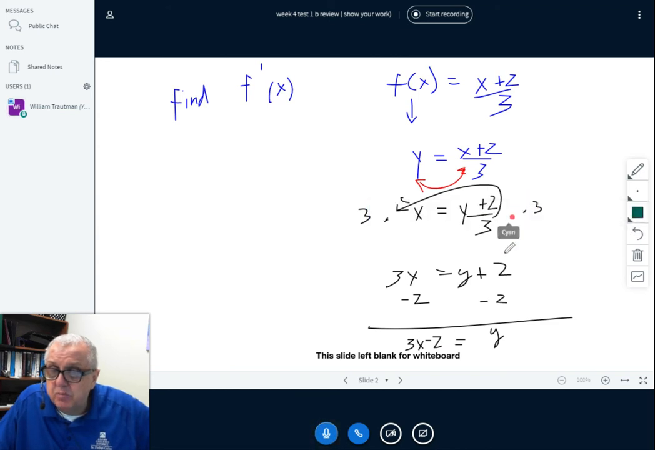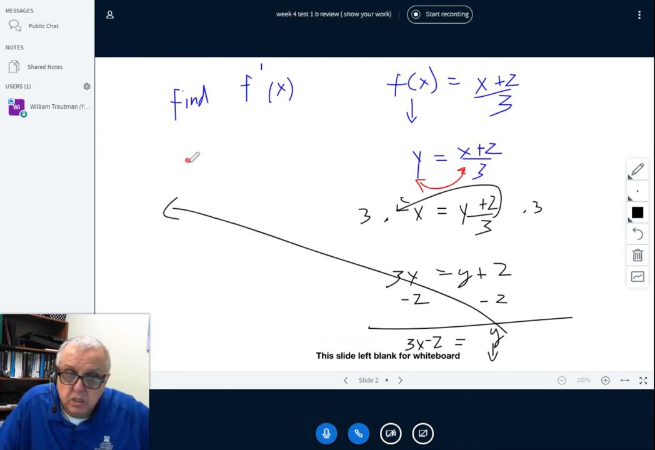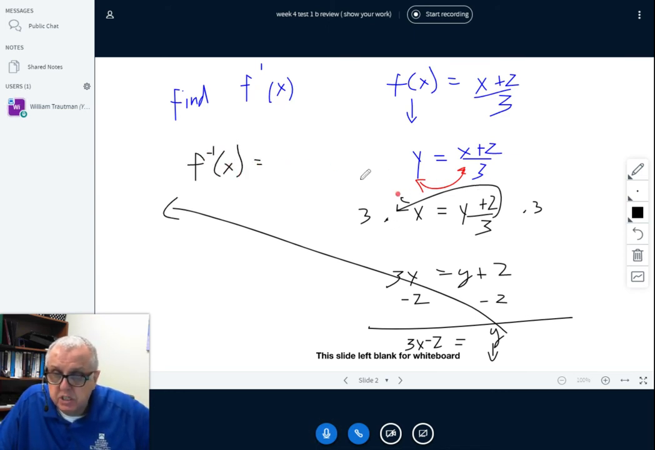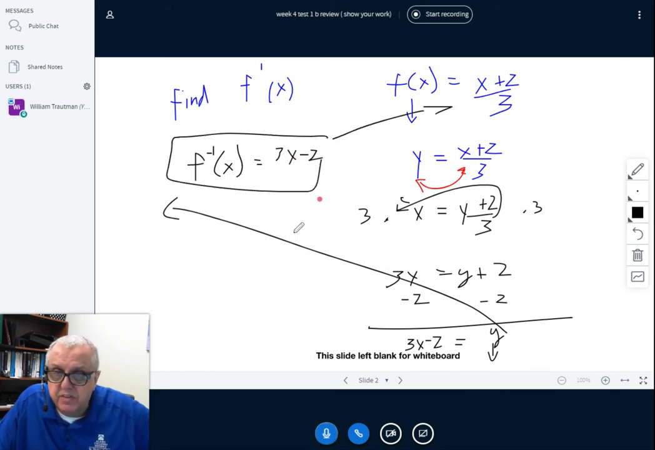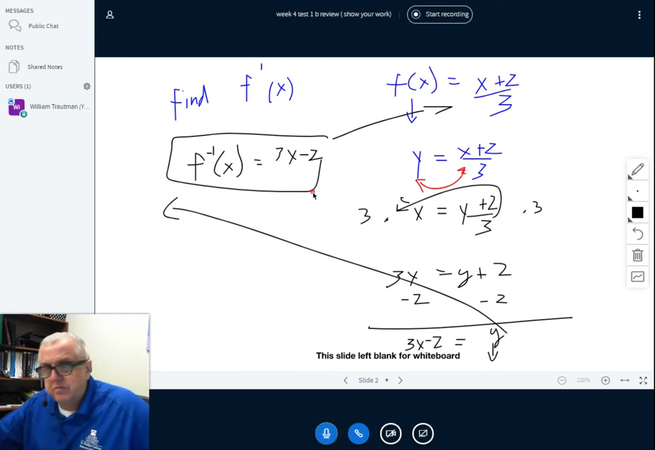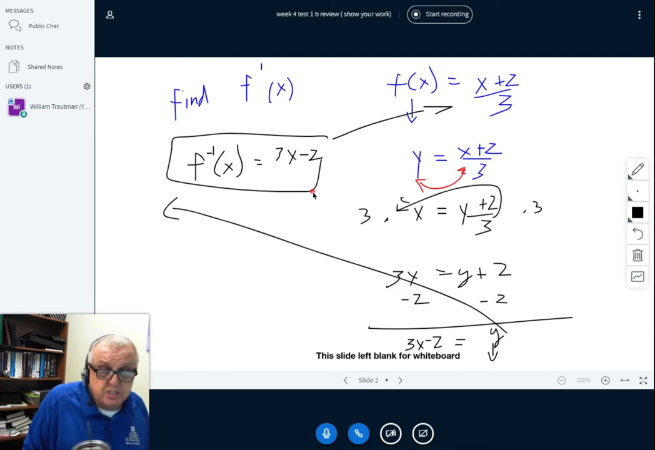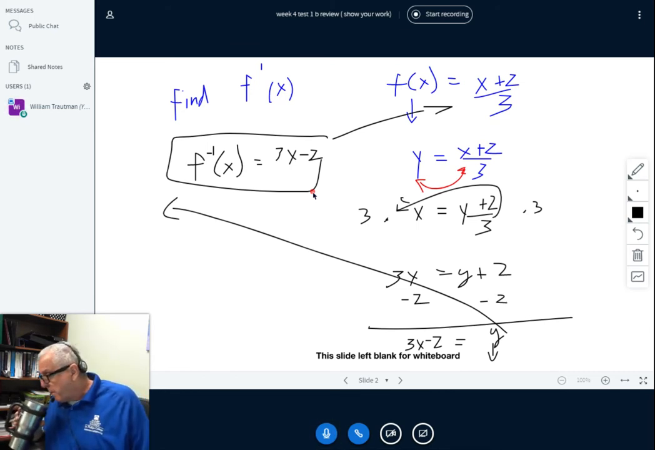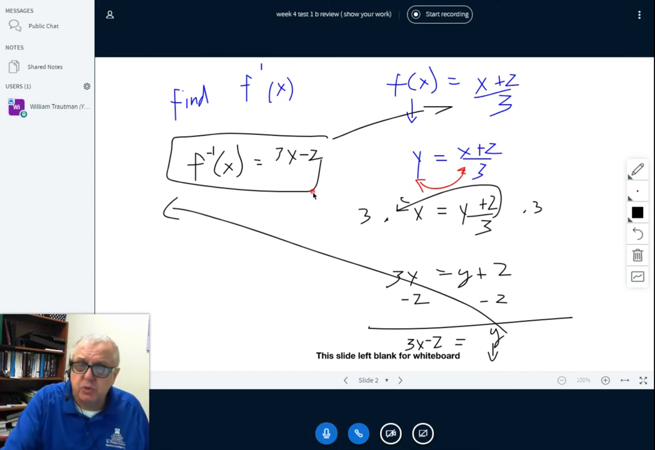And the last step normally is change y to f inverse, because that's the symbol for an inverse, 3x minus 2. So this is the inverse of that. All right, so just know the steps for an inverse. The problem's going to be a little different, but it's going to be very similar to this. This is all the work you need to do. Maybe a little neater than me, but that's all the work you need to do.